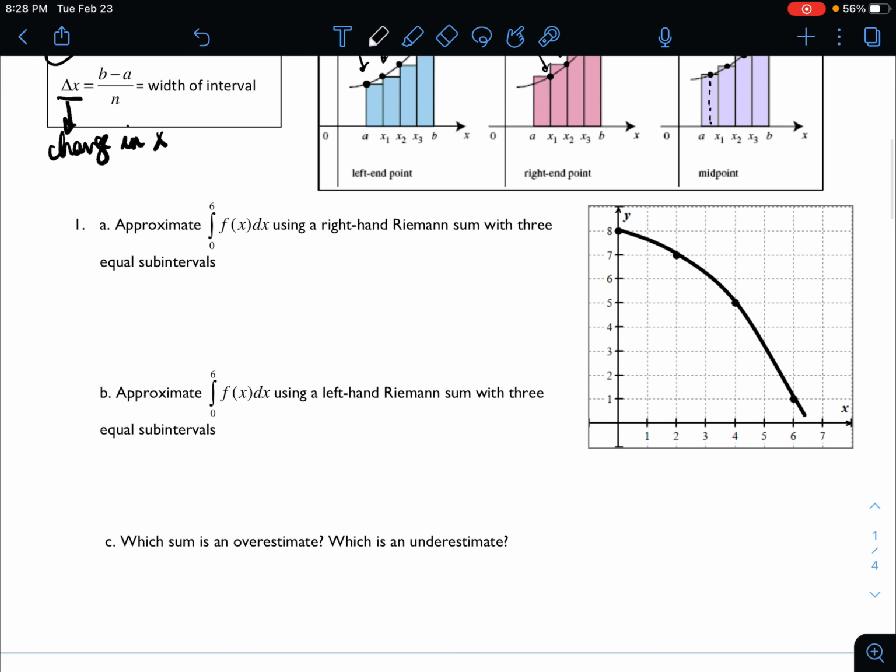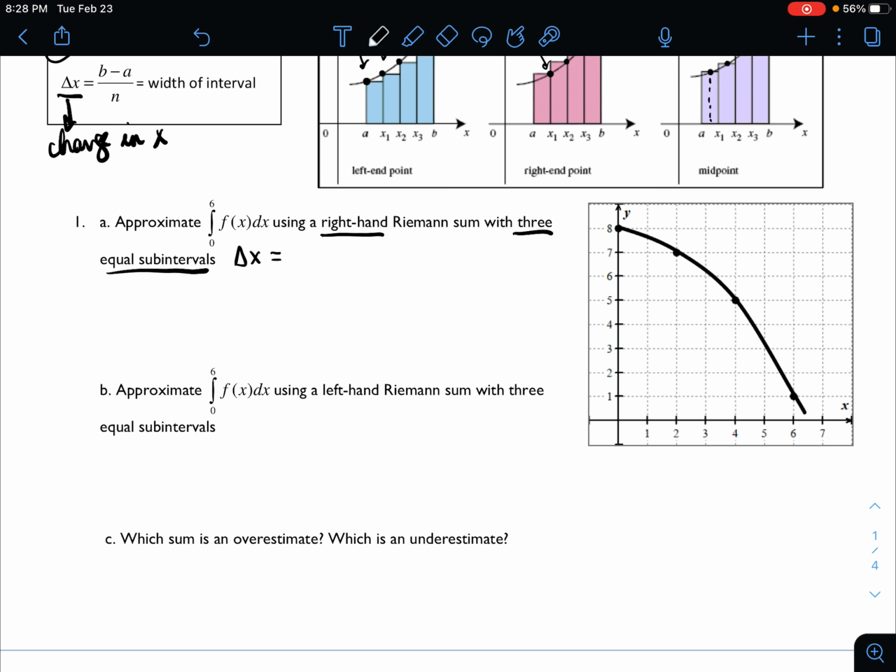So number one, it asks us to approximate that integral 0 to 6 of f of x using a right-hand Riemann sum with 3 equal subintervals. So the first thing you want to do is find how wide your intervals have to be. We have 3 equal subintervals. We're going to use that formula, delta x equals b minus a over n. So that's 6 minus 0 over our number of subintervals, which is 3. So that means that each interval will have a width of 2. In other words, each rectangle will have a base of 2.